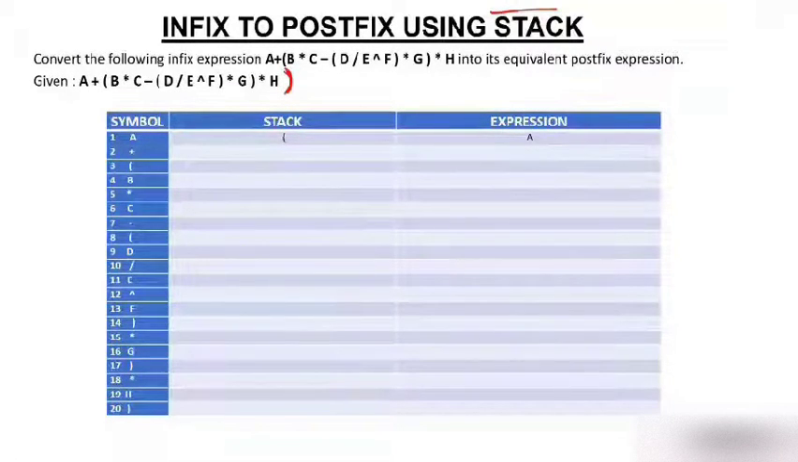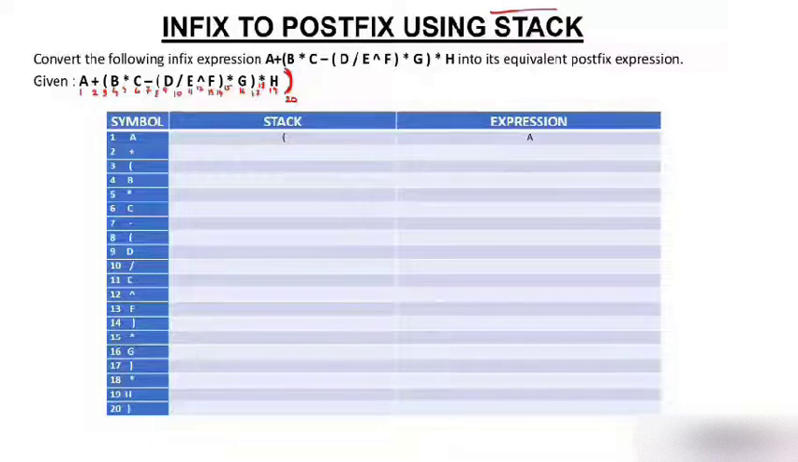So from left to right, in the given expression, give numbers from 1 to n to every symbol, from left to right. So 1, 2, 3, 4, 5, 6, 7, 8, 9, 10, 11, 12, 13, 14, 15, 16, 17, 18, 19 and 20. So this is the third step.